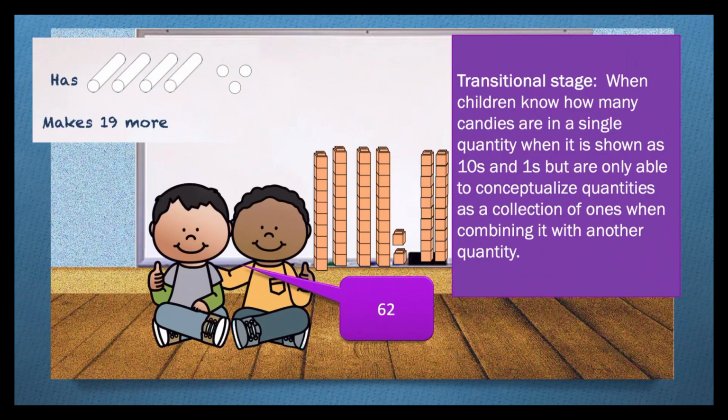19 is 19 ones. This way of operating is especially likely when the initial quantity the children have is not a full decade. That is, not something like 40. In this example, the initial quantity was 43. I will say more about this later.